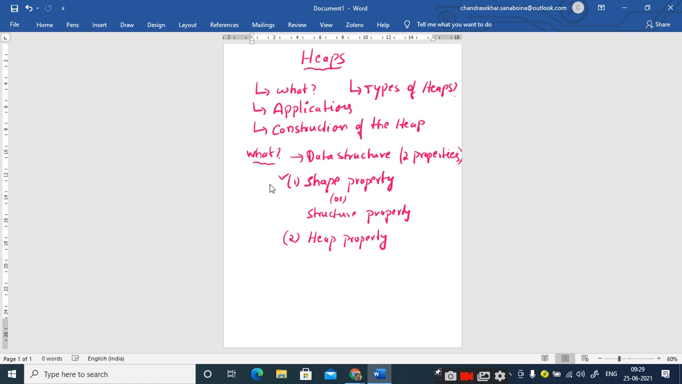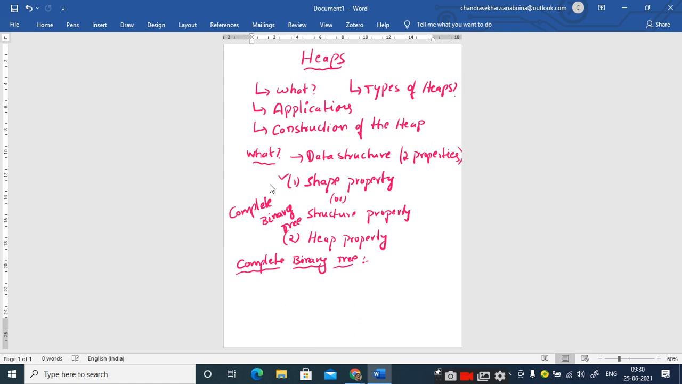According to the shape property, it should have some specified shape only. So it is also saying that it should have some specific structure. A heap should always satisfy this structure property, which says that this heap is a complete binary tree. So what is this heap? It is a complete binary tree. So we should know what a complete binary tree is. Do you have any idea about this complete binary tree? Yes, sir.